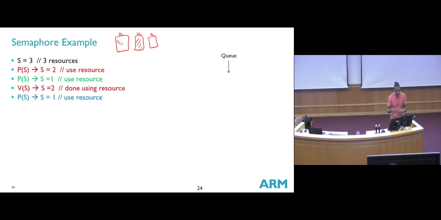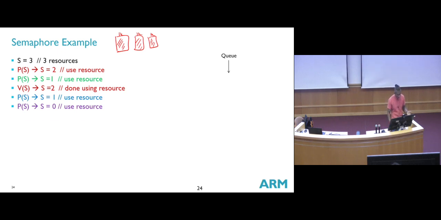Then another task comes along and says I want one, so I allocate again. Then another task comes along and again says I want one. So right now what happened? Your resource count is 0. You had 3 resources and now 3 tasks have already acquired these resources. As far as the semaphore is concerned, the count is 0.